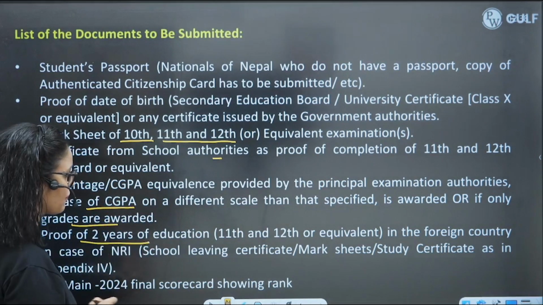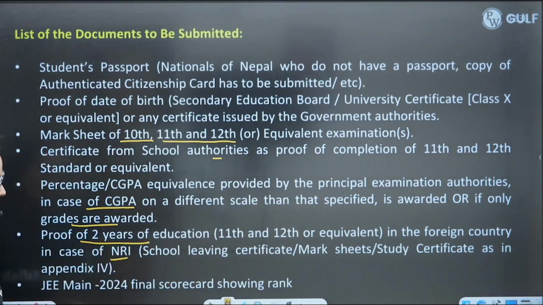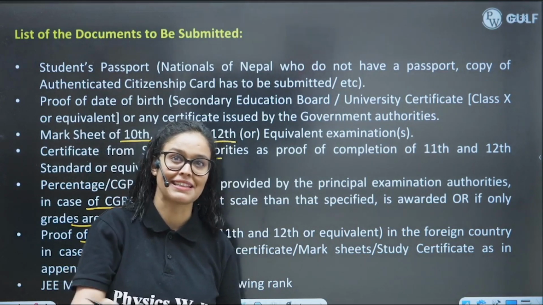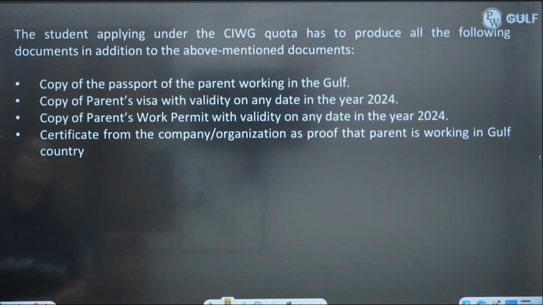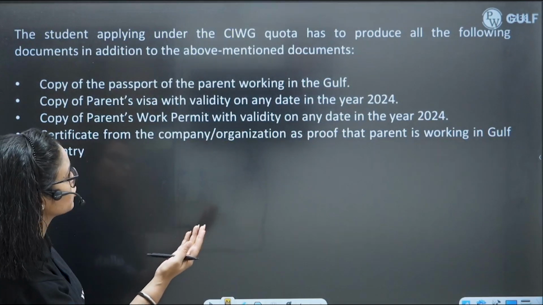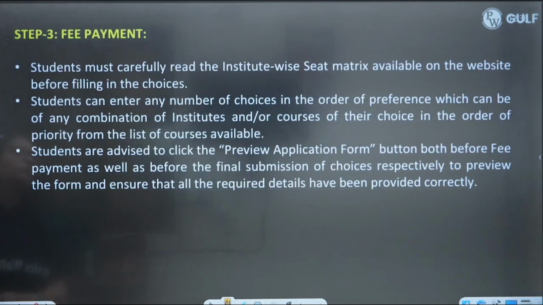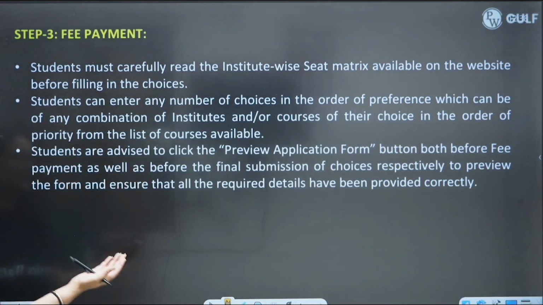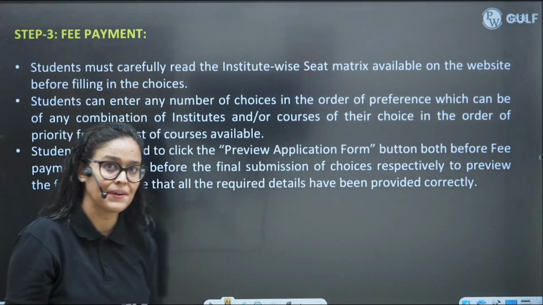Proof of 2 years of education, 11th and 12th or equivalent, in the foreign country in case of NRIs. And the JEE Main 2024 final scorecard, or if you are appearing in 2025, then you have to present the scorecard of 2025 or that year. So a student applying under the CIWG quota requires all these documents, as I have already told you. Now the fee payment: you have to pay the fee. This is what you will get. You can take a screenshot in case you find any difficulty filling the form next year.